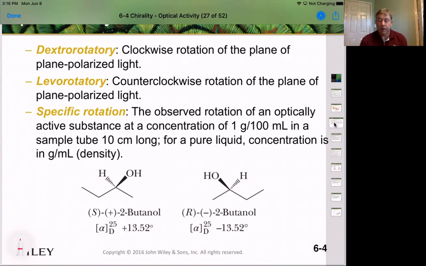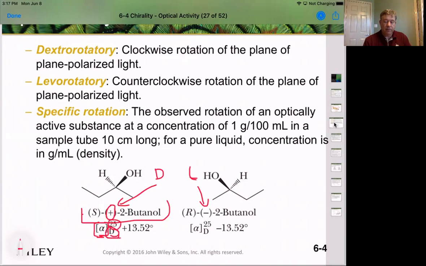So in the case of this compound here, S-2-butanol, it rotates the light in a clockwise fashion, and therefore we get this plus sign here. So dextrorotatory is also a plus sign. Levorotatory is the minus sign, L and D. Okay. So in this case, our specific rotation, denoted by the alpha in these brackets here, is telling us that the light source we're using is a sodium D-line light.